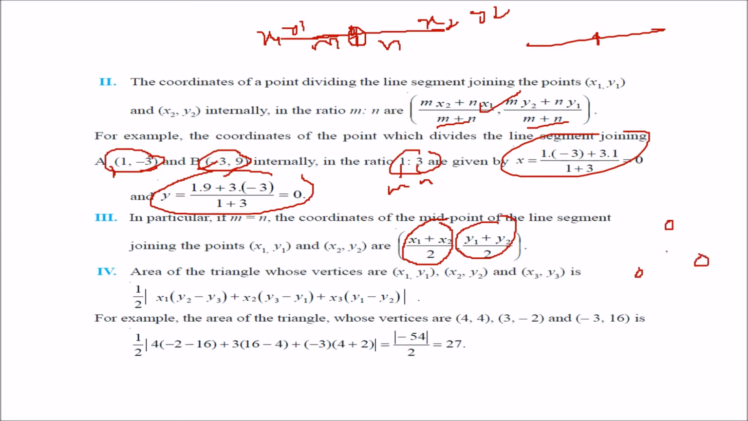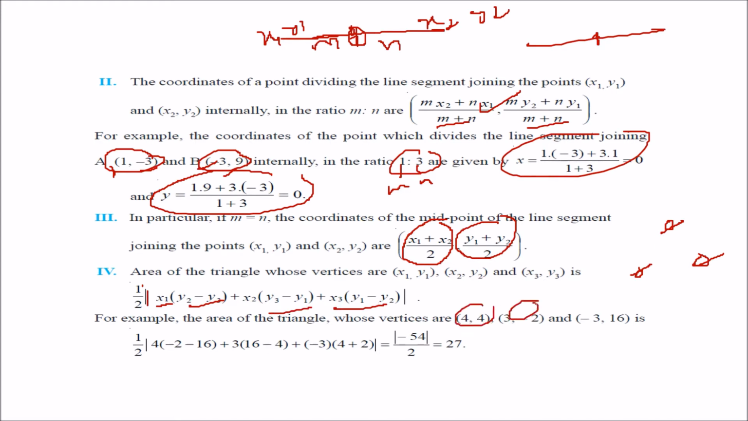If you have 3 points, these are the vertices of a triangle, say this is x1, y1, x2, y2, x3, y3, then the area of the triangle is given by half, and since we know that the area of a triangle cannot be negative or 0, therefore this will be equal to half mod of x1 times (y2 minus y3), plus x2 times (y3 minus y1), plus x3 times (y1 minus y2). The mod makes the negative value positive.